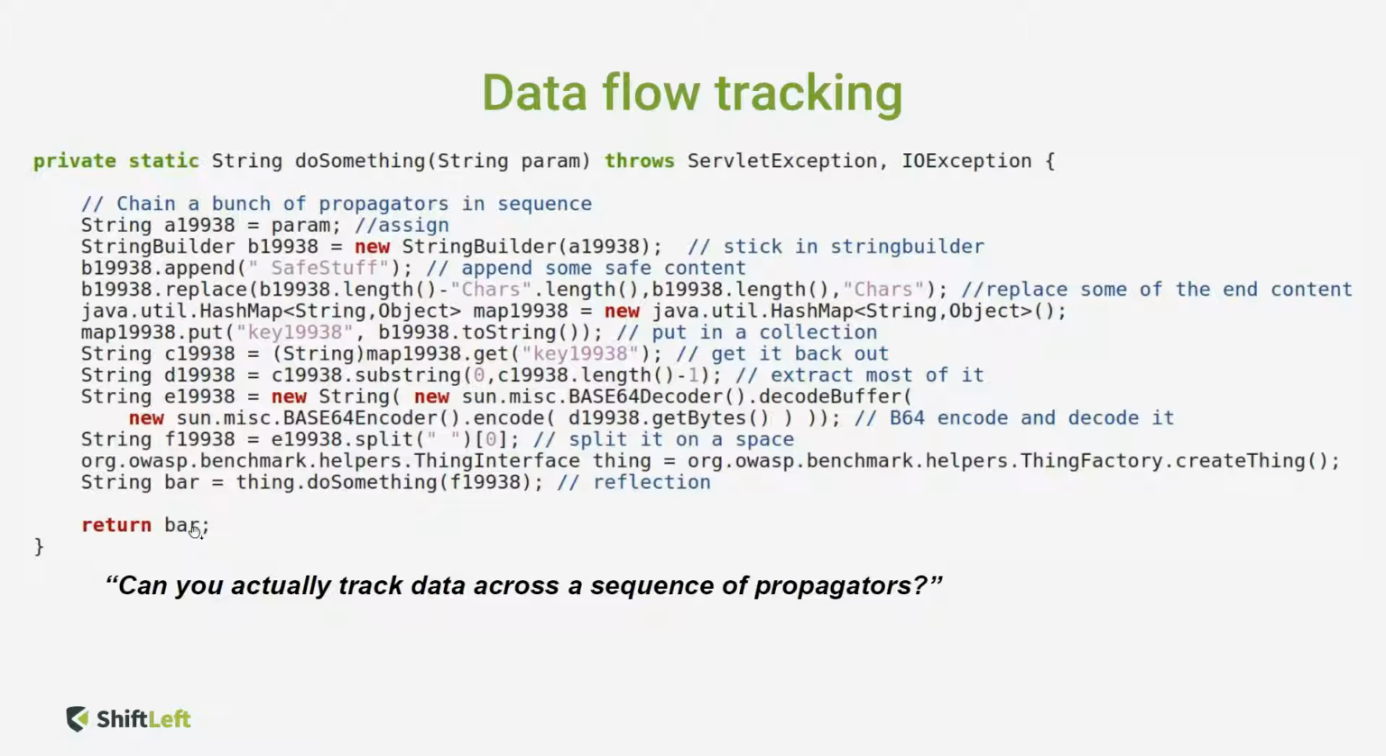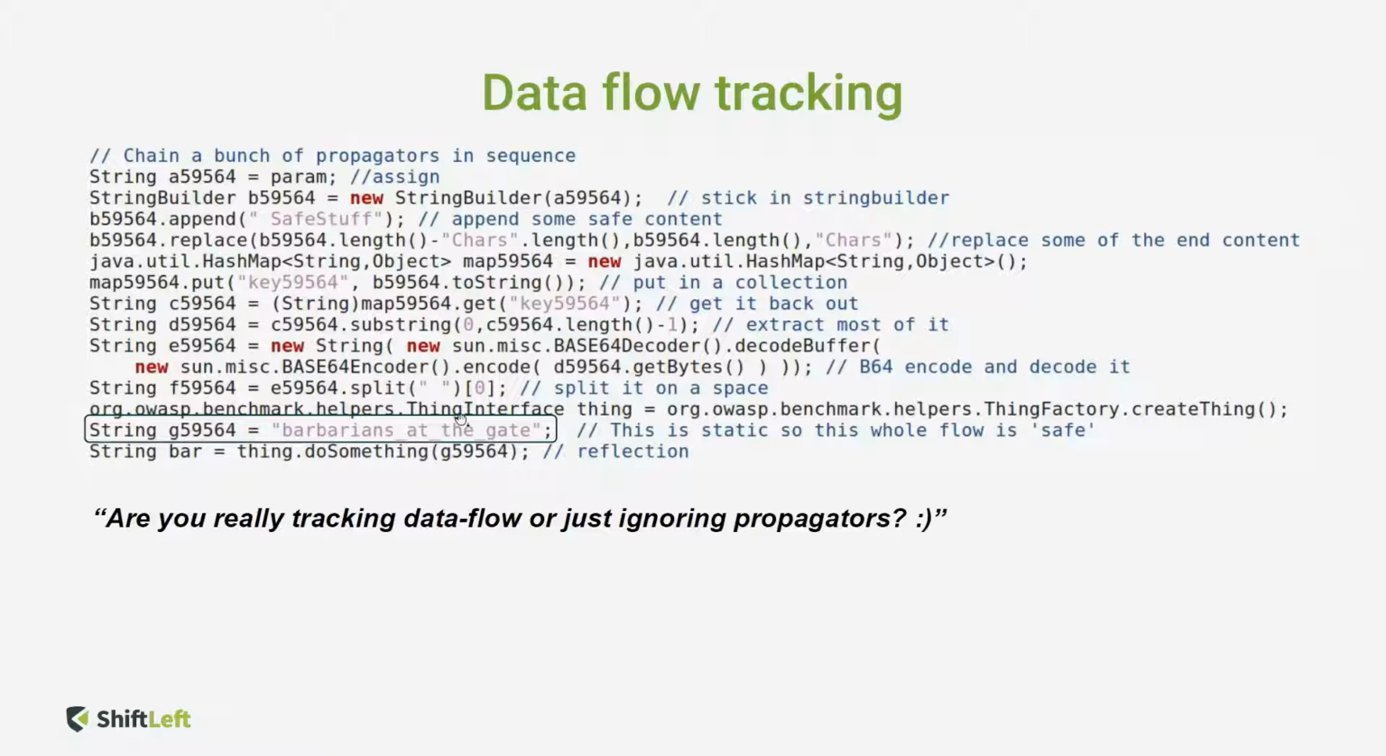Now you actually need to prove that you're doing data flow tracking, because there are similar samples where right before the flow ends, you'll see a constant being written into the variable, essentially stopping the flow. So they're really checking, are you tracking the flow or are you just ignoring the propagators, essentially?